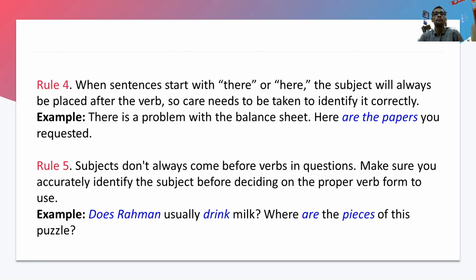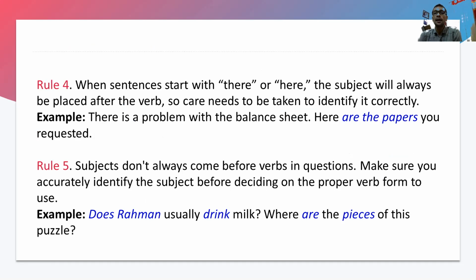Okay, rule number 4. When sentences start with there or here, the subject will always be placed after the verb. So care needs to be taken to identify it correctly. For example, there's a problem with the balance sheet. Here are the papers you requested. So here are the papers. Are the papers. Are is plural, so papers are plural. You requested.